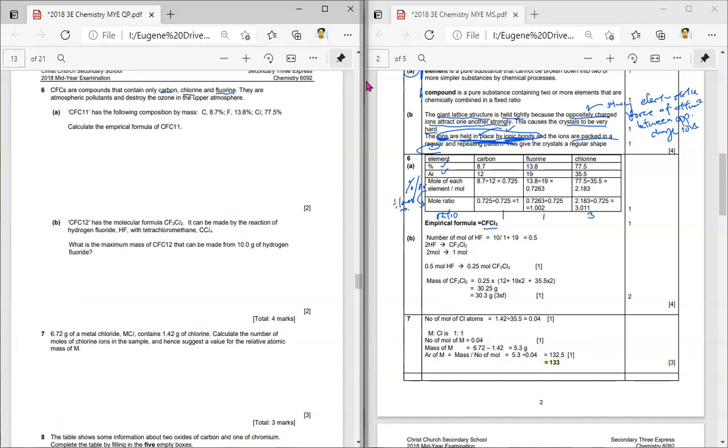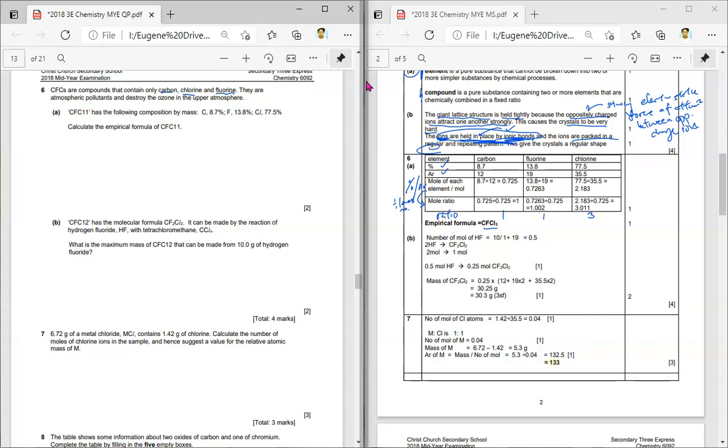CFC11 is CFCl3. CFC12 is CF2Cl2. It can be made by reaction of hydrogen fluoride with tetrachloromethane. So what's the maximum mass of CFC12 that can be made from 10 grams of hydrogen fluoride?